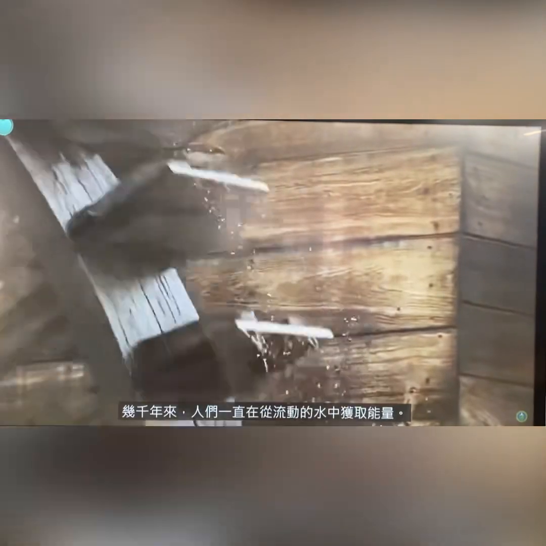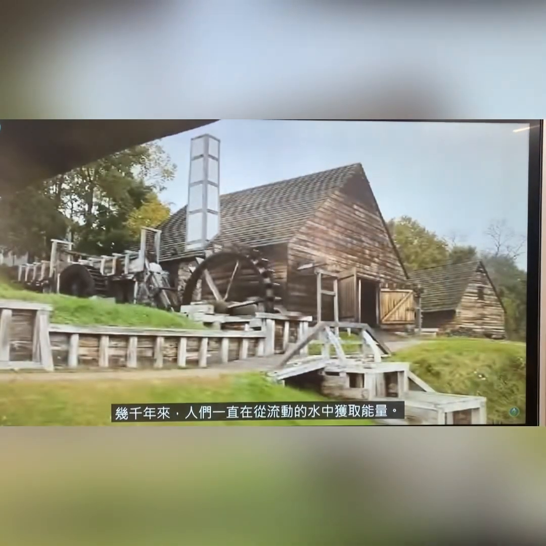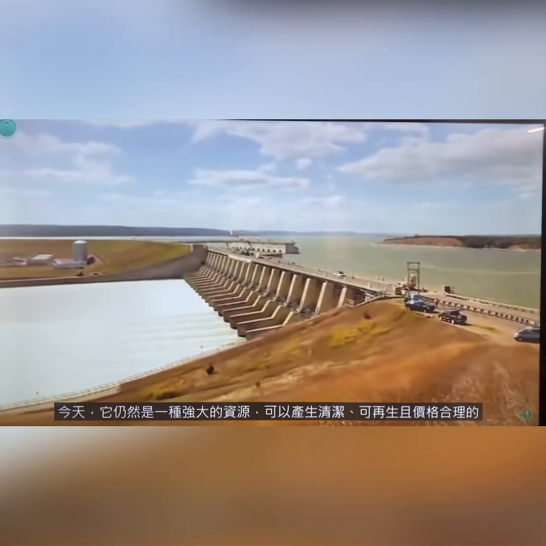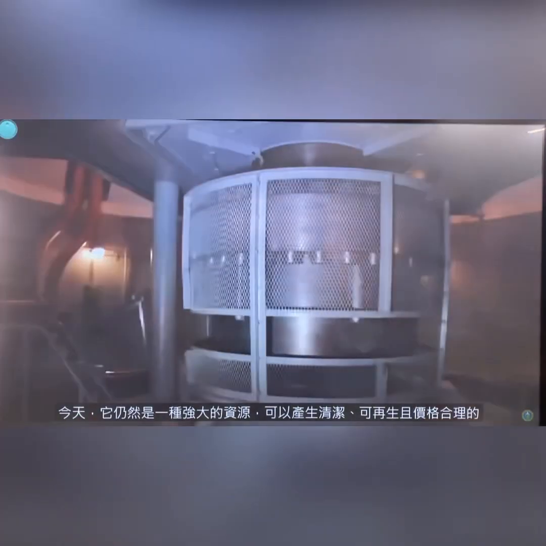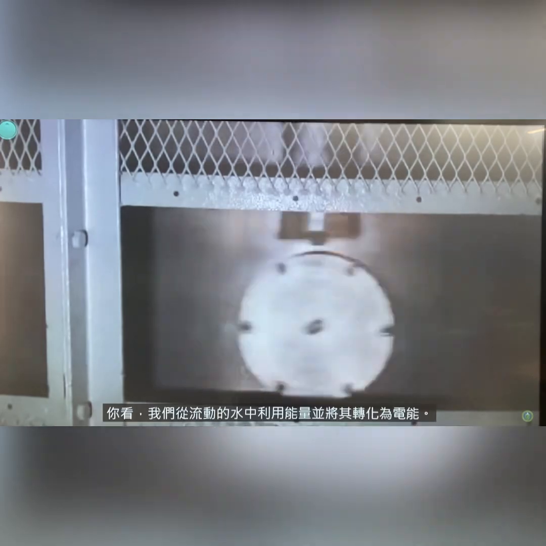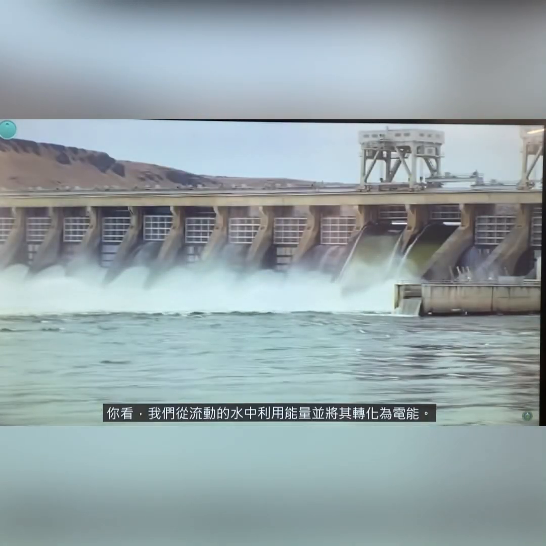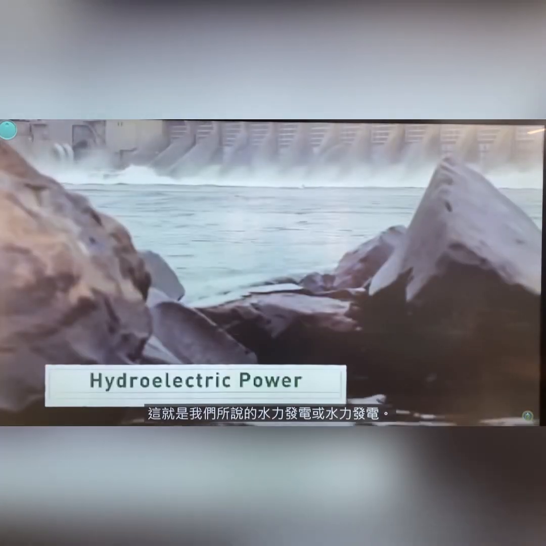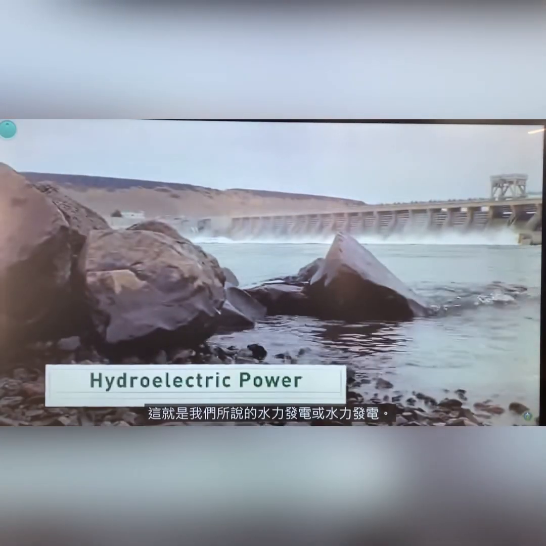People have been capturing the energy and moving water for thousands of years. And today, it's still a powerful resource that can generate clean, renewable, and affordable electricity. You see, we harness energy from flowing water and convert it to electricity. That's what we call hydroelectric power, or hydropower.